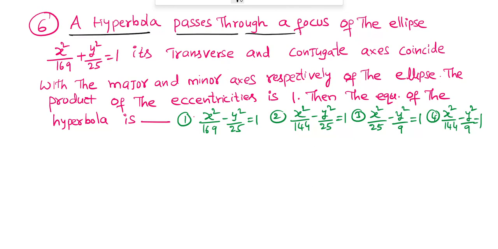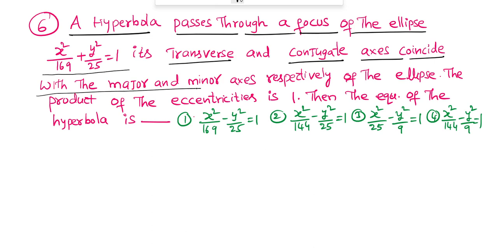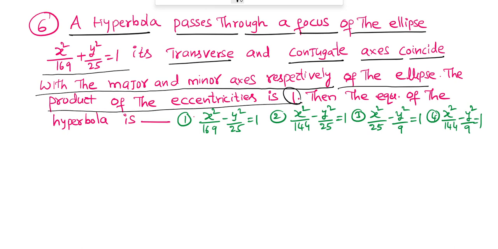A hyperbola passes through a focus of the ellipse x square by 169 plus y square by 25 = 1. Its transverse and conjugate axes coincide with the major and minor axes respectively of the ellipse. The product of the eccentricities is 1. Then the equation of the hyperbola is dash.